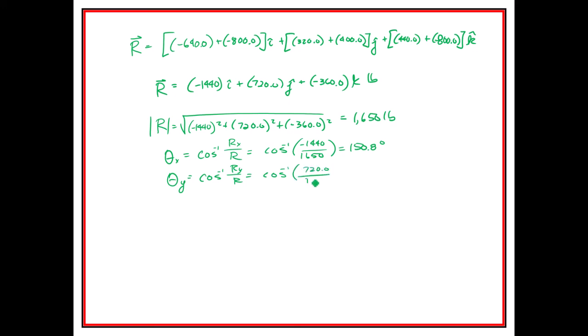Theta y is going to be inverse cosine of Ry over R, and that comes out to 720 over 1650, sorry about that, and 64.1 degrees. Did you get lazy with your sig figs? I guess you did. I still got 3 sig figs, so it's still going to be okay, but it would have been nice to be consistent, be a good role model on what not to do. Negative 360 divided by 1,650, and we end up with 102.6 degrees.